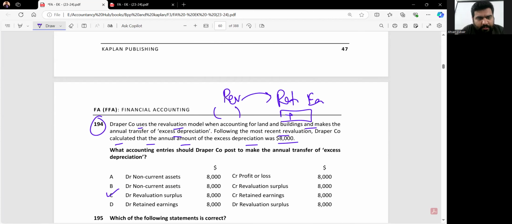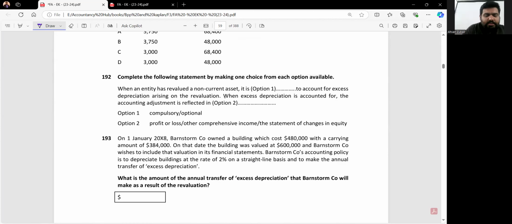Okay, let's do another question as well. This is the question here, 193. It's something like a proper calculation. You have to do it now and let me know the answer. You have to calculate the annual transfer of excess depreciation. So here you do not make the entry, you have to calculate the excess depreciation. Calculate it and send me a picture of the solution on WhatsApp. Okay, sir, I'll try.